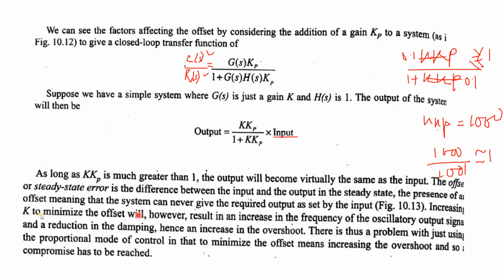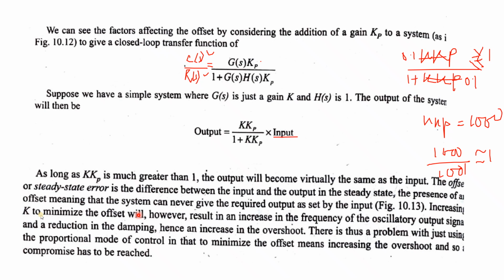So increasing the value of K to minimize the offset error, to reduce it from 10% to 1%, will result in an increase in the frequency of the oscillatory output signal and a reduction in the damping, hence an increase in the overshoot. So frequency will increase, damping ratio will decrease, overshoot will increase. So this is a problem. There is thus a problem with just using the proportional mode of controller. To minimize offset means increasing the overshoot, and so a compromise has to be reached.